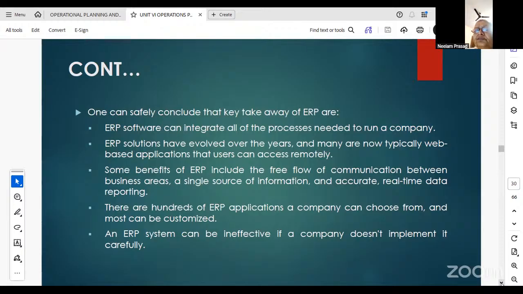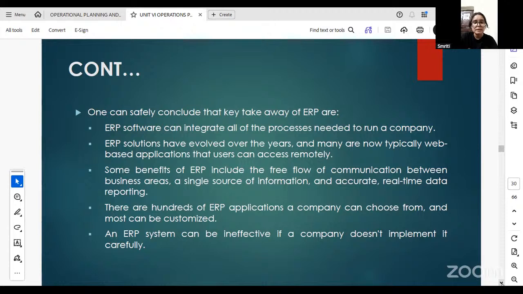One can safely conclude that the key takeaways of ERP are: ERP software can integrate all of the processes needed to run a company. ERP solutions have evolved over the years, and many are now typically web-based applications that users can access remotely. Some benefits of ERP include the free flow of communication between business areas, a single source of information, and accurate real-time data reporting. There are hundreds of ERP applications a company can choose from, and most can be customized.